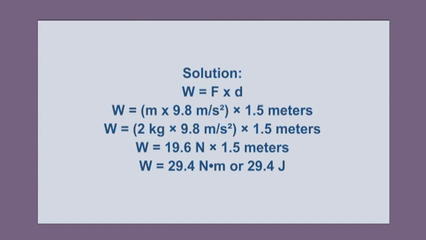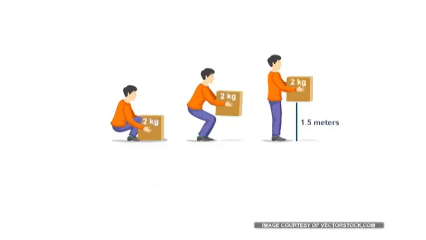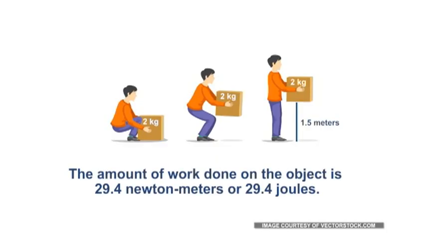W is equal to 19.6 newtons times 1.5 meters. W is equal to 29.4 Newton meters or 29.4 joules. Therefore, the amount of work done on the object is 29.4 Newton meters or 29.4 joules.